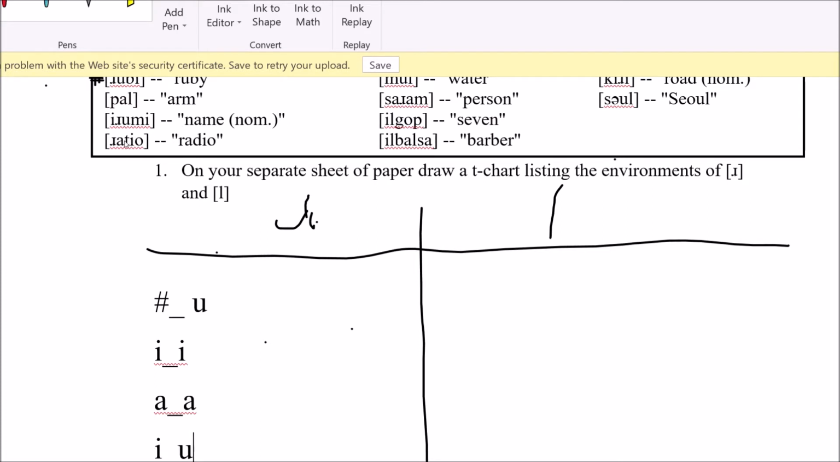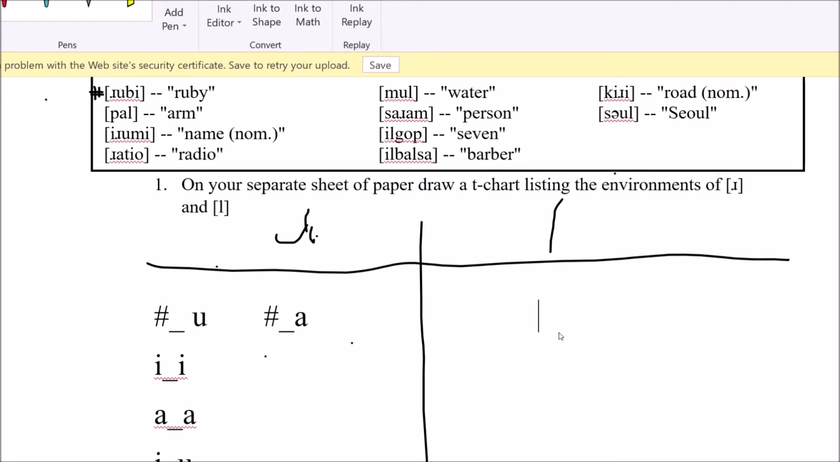Next one is right here, the word radio, or radio in Korean. And we see it is at the beginning of the word, so a word boundary that we represent with the hashtag symbol. And after it is an oo, so we put that there. Looking in, there are no other words we've gone through with oo, so now we will move on to ol.